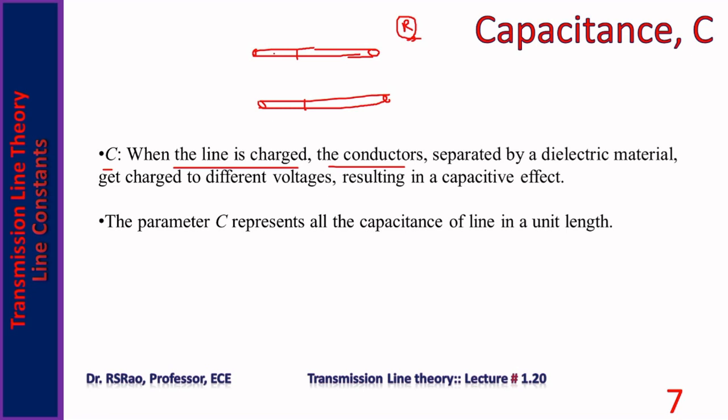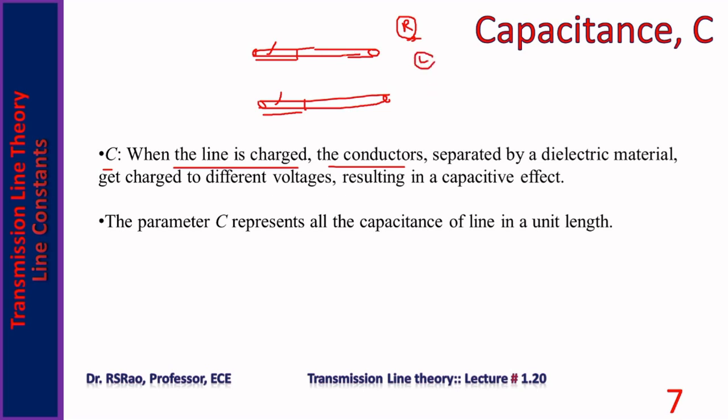Similarly, inductance. This conductor will be having certain inductance. It is called internal inductance. This conductor also will be having certain inductance, also called internal inductance. Per unit length, this conductor possesses a certain amount, and this conductor also possesses a certain amount. If you add these two inductances, you will be getting the inductance of the line per unit length. That inductance represents your L.